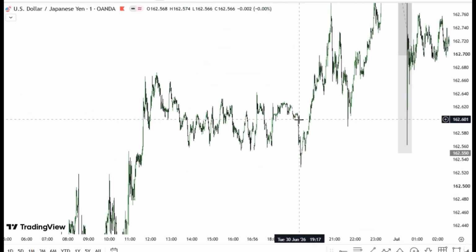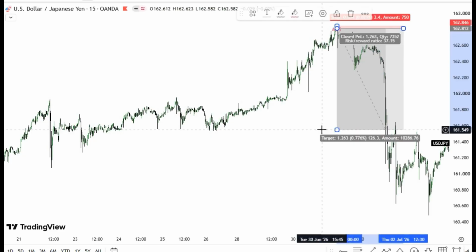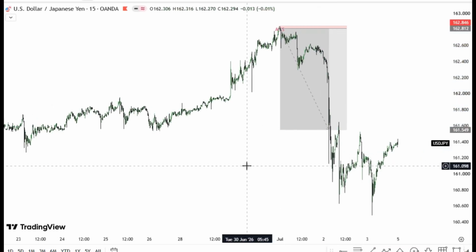Honestly, it was really exciting, because it's rare for me to be this patient. Usually I take a smaller take profit. So that was my 4 trades for this week.